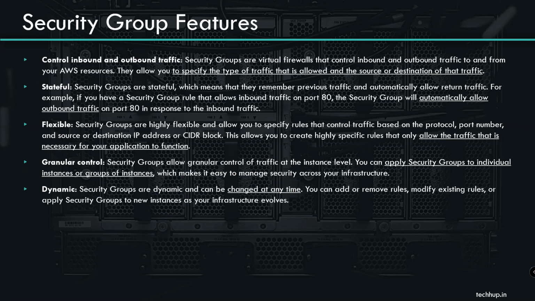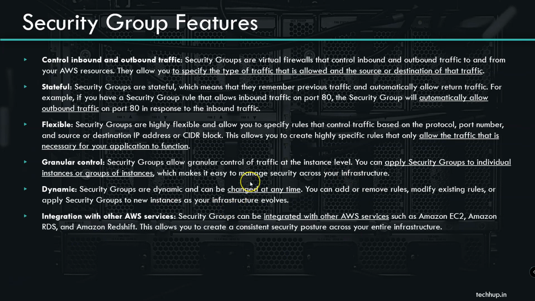Then the next property is dynamic. So security groups are dynamic and they can be changed at any time. You can add or remove rules at runtime. You can modify existing rules or apply security groups to a new instance as your infrastructure evolves. And all these changes are real time. You don't need to wait for these changes to take effect, like shutting down or rebooting your instances, or detaching and reattaching the security groups associated with your EC2 instances.